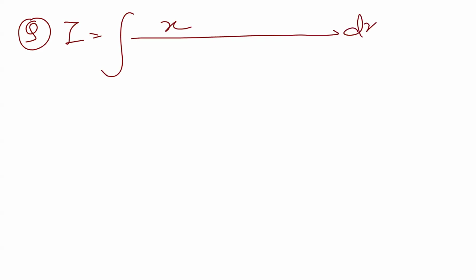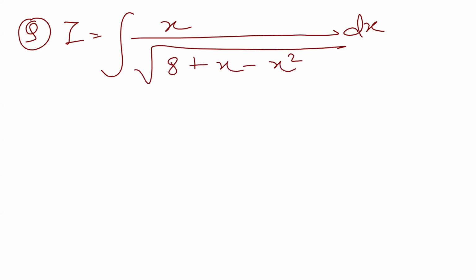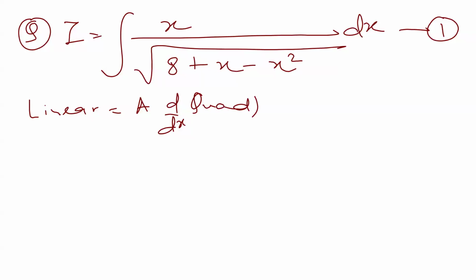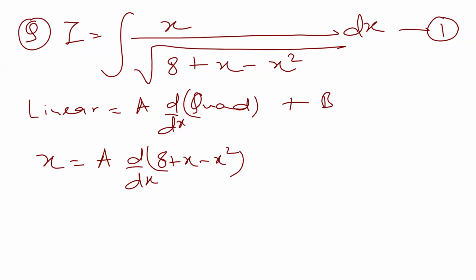Integration of x upon root 8 plus x minus x square dx. Linear term in the numerator, root of quadratic in the denominator. Let this be equation number 1. So linear is a d by dx of quadratic plus b. So linear is x, a d by dx of quadratic. Don't take root of quadratic, it's only quadratic. Plus b, x is equal to a into 1 minus 2x plus b.